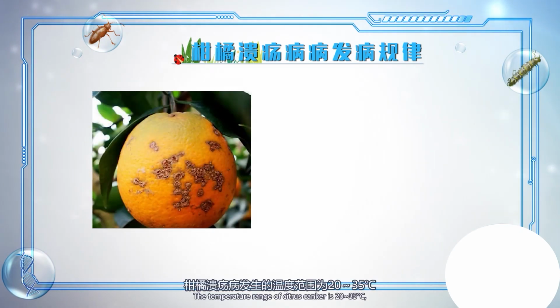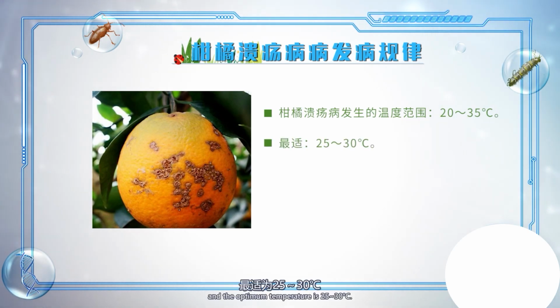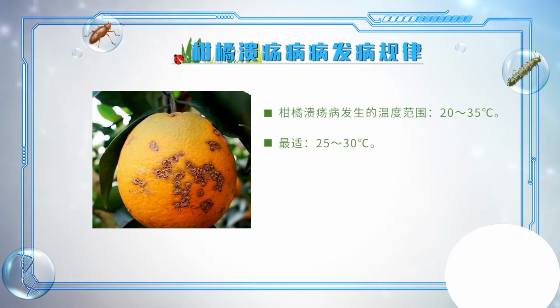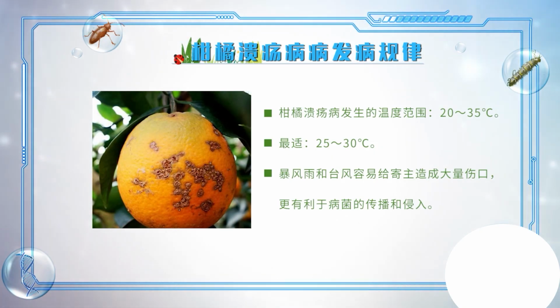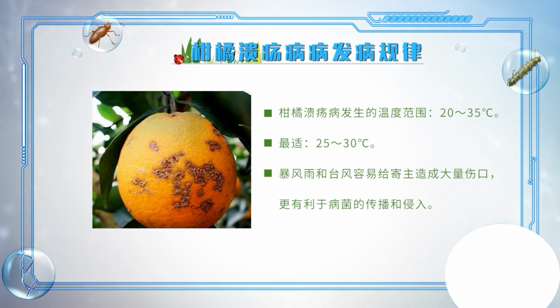The temperature range of citrus canker is 20 to 35 degrees Celsius, and the optimum temperature is 25 to 30 degrees Celsius. High temperature and high humidity are necessary conditions for its prevalence. Storms and typhoons are likely to cause a large number of wounds to the host, which is more conducive to the spread and invasion of bacteria.